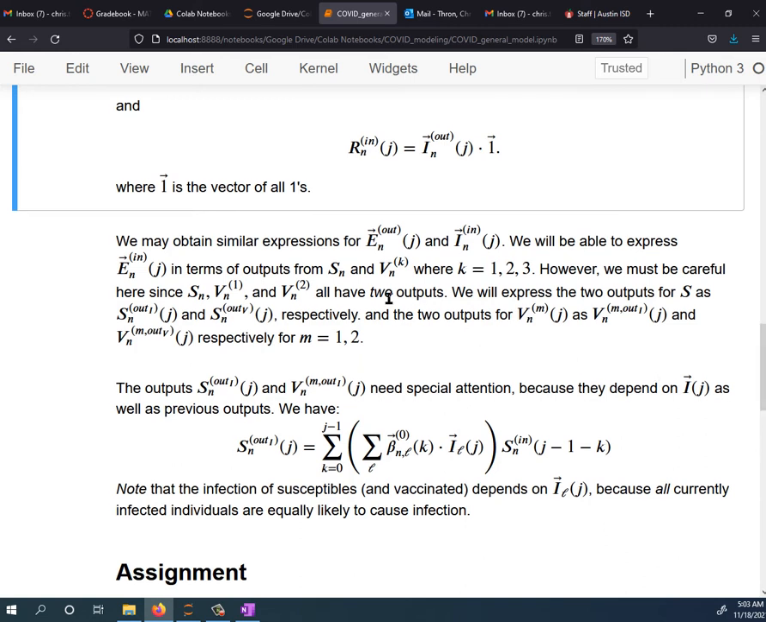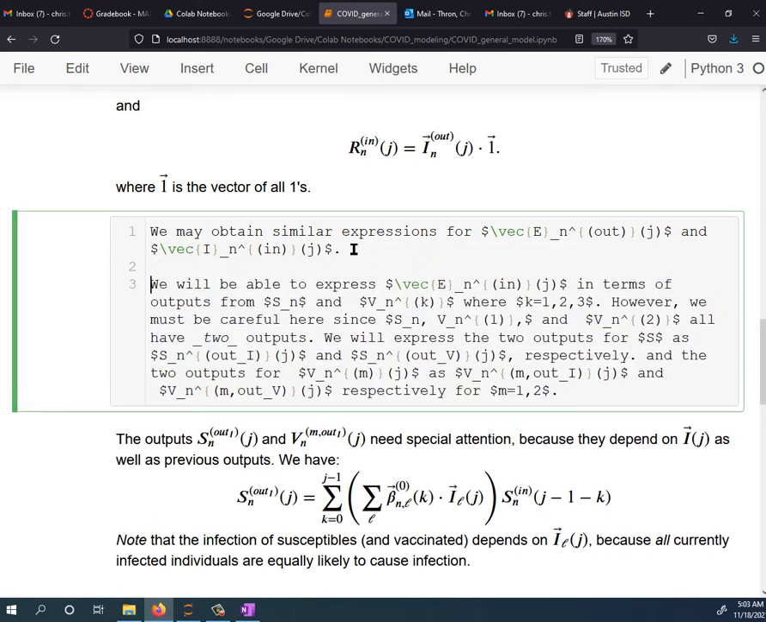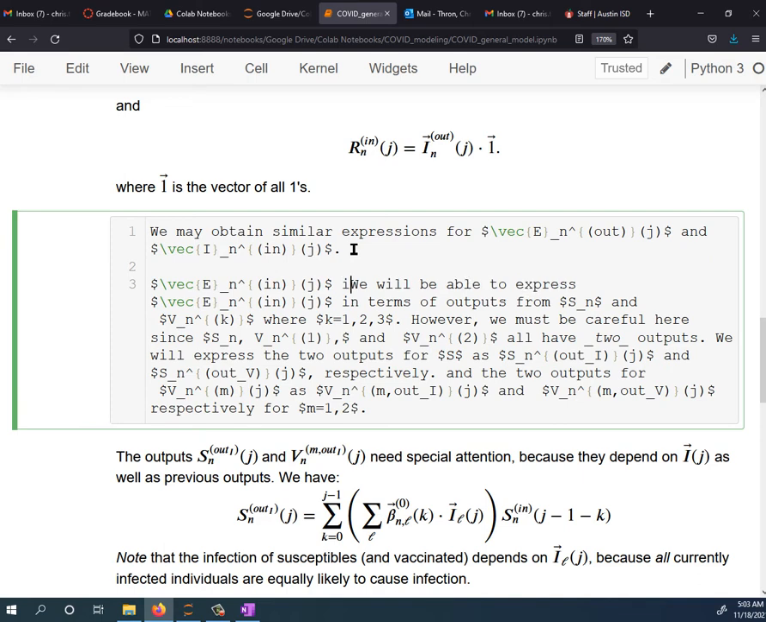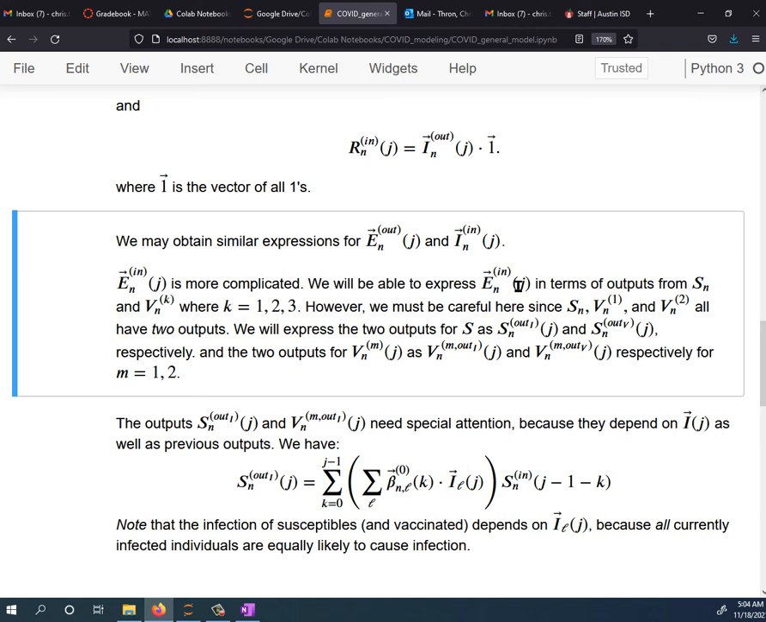Okay. So we may obtain similar expressions for E out and I in. So that'll leave it for you. Now that's I out and E out and I in. Now to get E in, that's a little bit more complicated. So I'll make this a new paragraph. We will be able to express E in terms of outputs from Sn and Vnk.